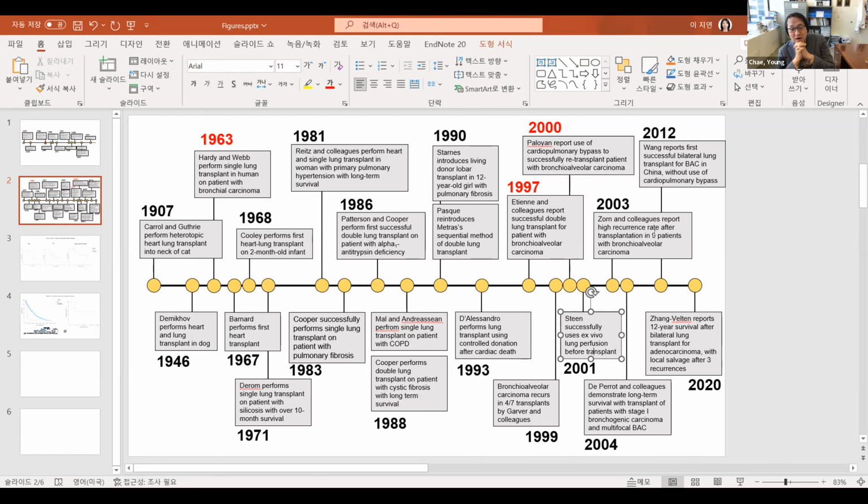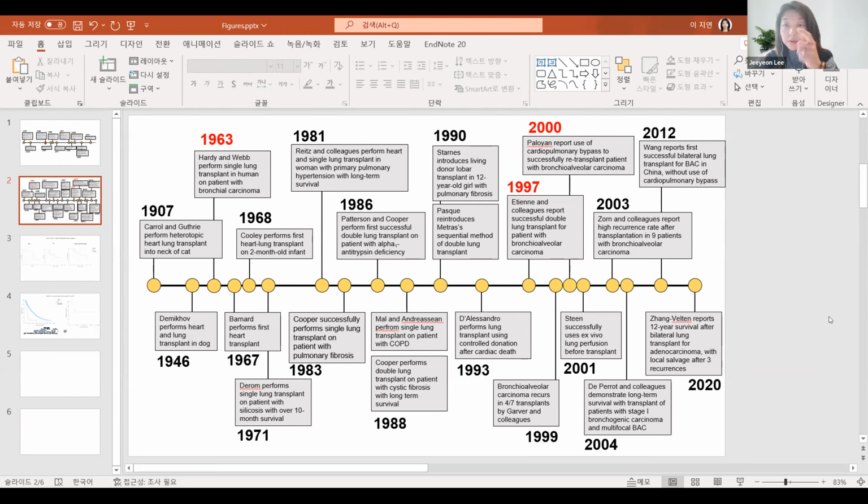So 2012, bilateral transplant without cardiopulmonary bypass. I guess it's sequential. Yes, it was sequential. It was the first case in China that was reported. Yeah, well, China is not important, I guess.